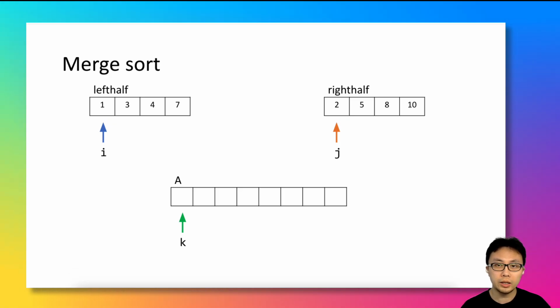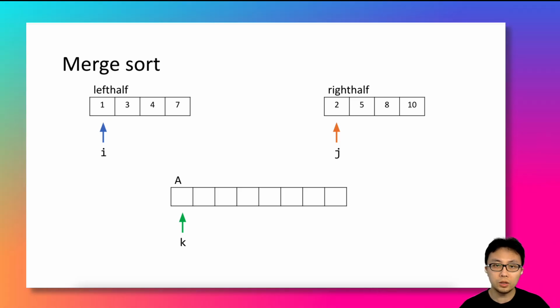The I, J, and K are the 3 pointers that are all initialized to 0, index zeros. They are used to track the process of merging left half and right half into A. You will do so by comparing the elements pointed by I and J, and put the element that's smaller into their K points in A.